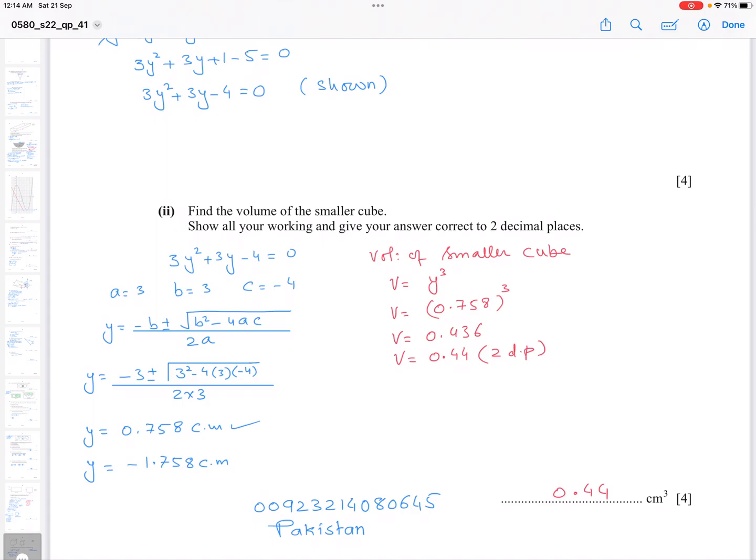So cancel this negative and use the positive value. And volume of smaller cube is V is equal to y power 3. So use the value of y, which is 0.758. So 0.758 power 3, which is 0.436, and up to 2 decimal places, your volume of smaller cube is 0.44 cubic centimeter.